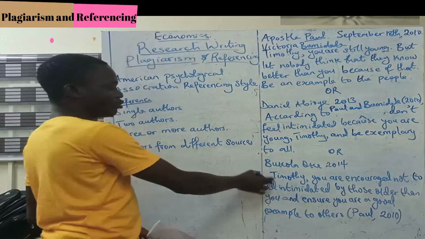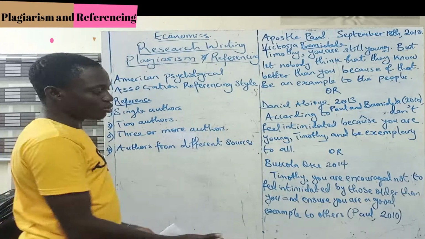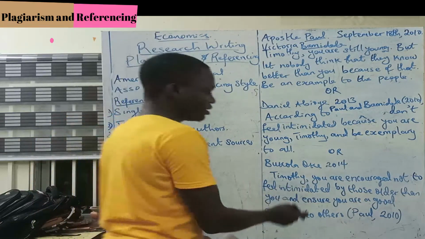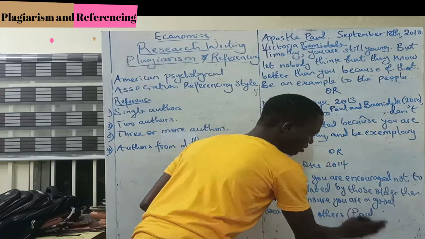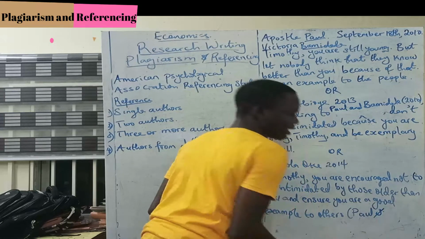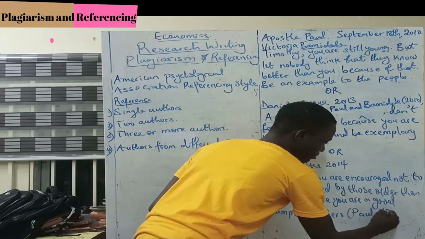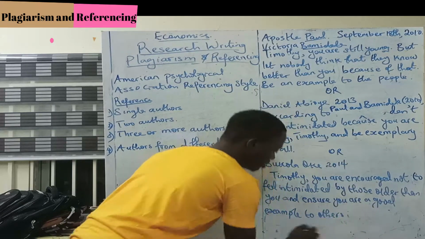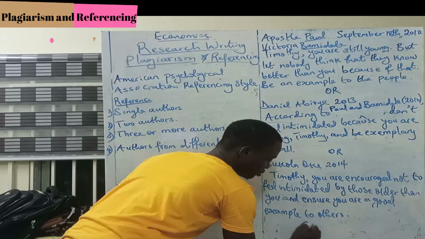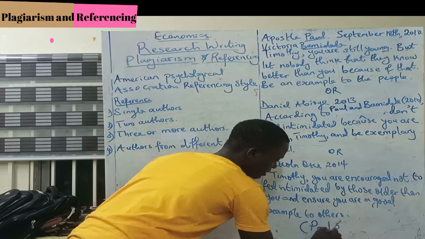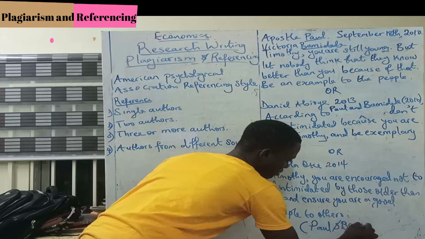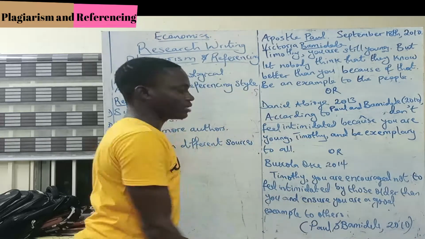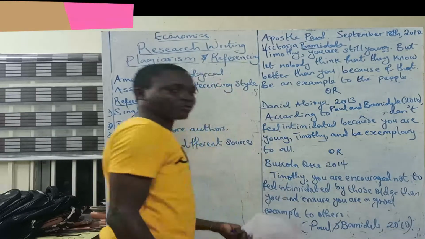So here, where Bukola published a work in 2014 but made use of this central idea, how will she reference the two of them? It is going to be Paul, that ampersand sign, Bamidele. Let me erase this so I'll be able to write it properly. So what she's going to put here at the end of the day will be Paul and Bamidele, then comma, 2010. So that's about when you have two authors.